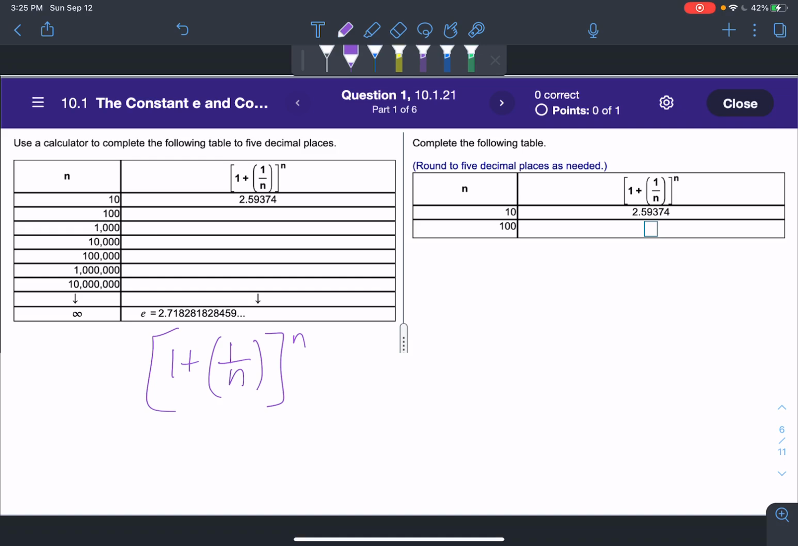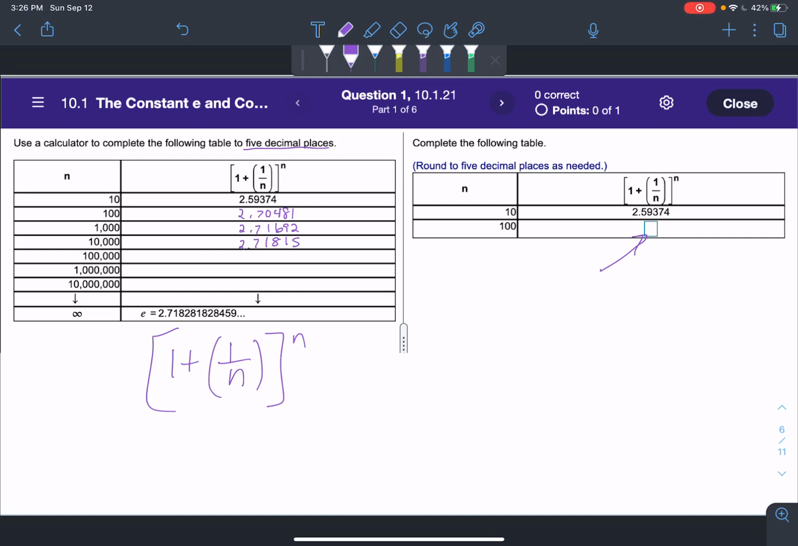And so I got, for n equals 100, 2.70481. And always read the directions about rounding, 5 decimal places. Okay, so we can continue. When n is 1,000, I got 2.71692, and then 2.71815. Of course, you'll be putting in your answers over here.